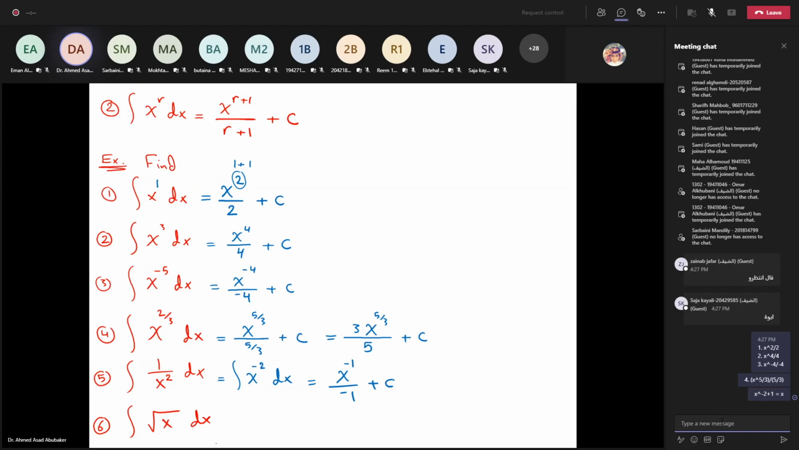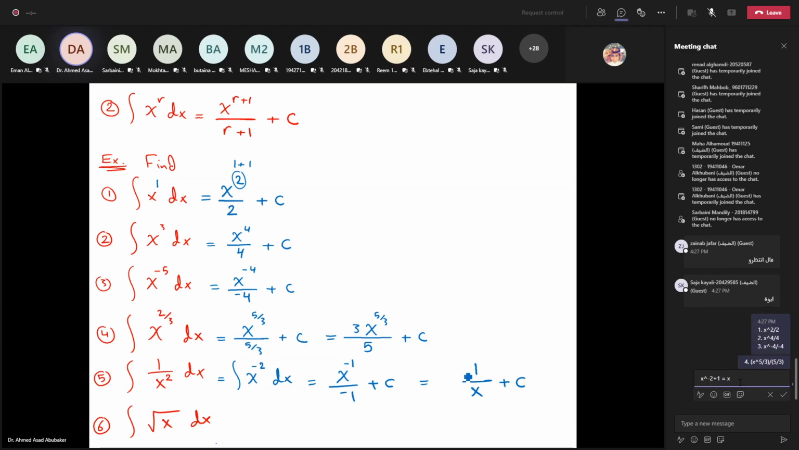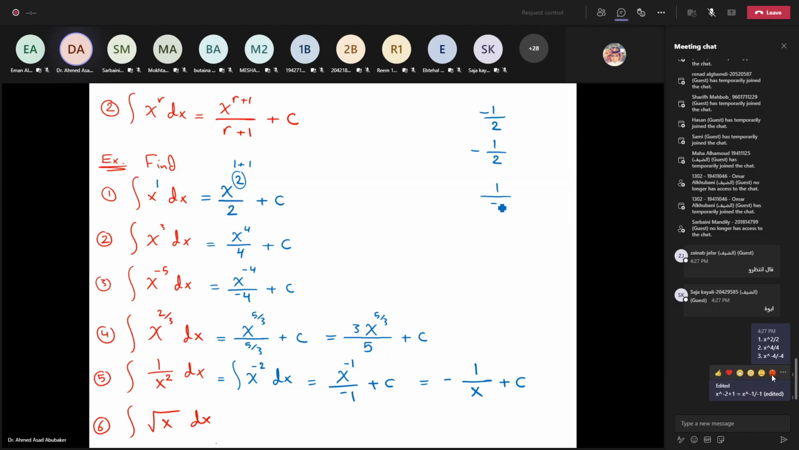For more simplification, this is equal negative. We can put the negative in front of the fraction. We have 1 in the numerator, and in the denominator we put x, because the power was negative. So we have negative 1 over x plus c. Also, we can put the negative in the numerator, this is no problem. These are equal: negative 1 over 2, or negative 1 over 2, the same as 1 over negative 2.